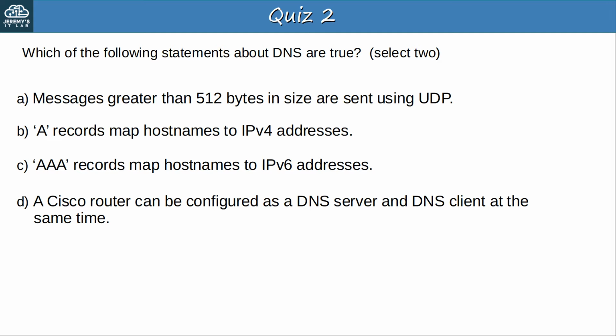The correct answers are B and D. DNS A records map host names to IPv4 addresses, so B is correct. And a Cisco router can be both a DNS server and a DNS client at the same time, so D is correct. A is incorrect because messages greater than 512 bytes in size are sent using TCP, not UDP. UDP is used for messages 512 bytes or less in size. As for C, quadruple A records, not triple A records, map host names to IPv6 addresses. Okay, let's go to question 3.